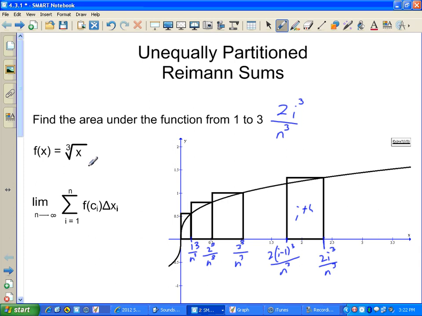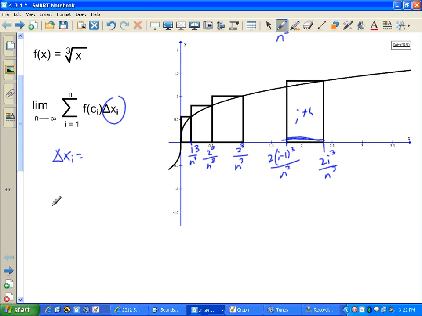Don't forget the 2 over n cubed. So our delta x, which is our width, the width of our ith rectangle, is going to be the difference between these. So I'm going to take this one and subtract that one. So it's going to be 2i cubed over n cubed minus 2 times i minus 1 cubed over n cubed. So now if we simplify this, I'm going to cube this out.